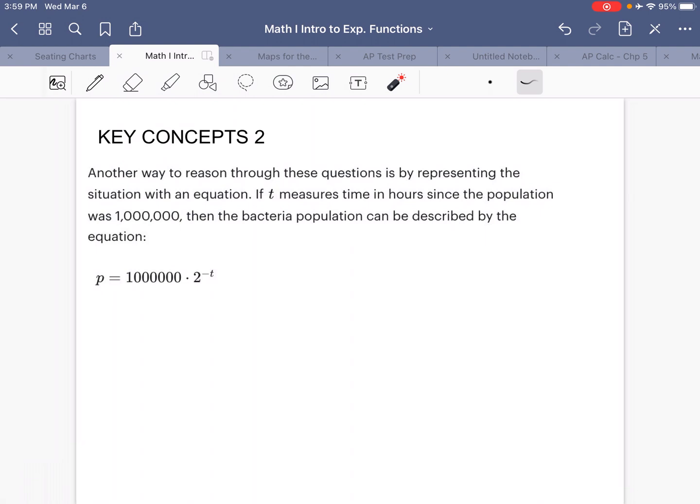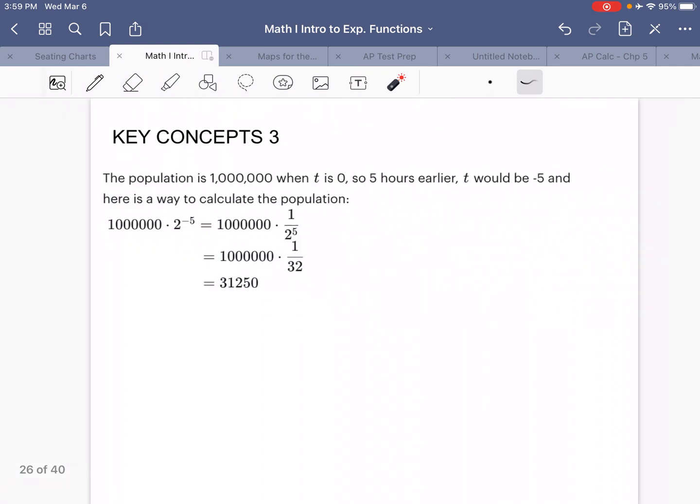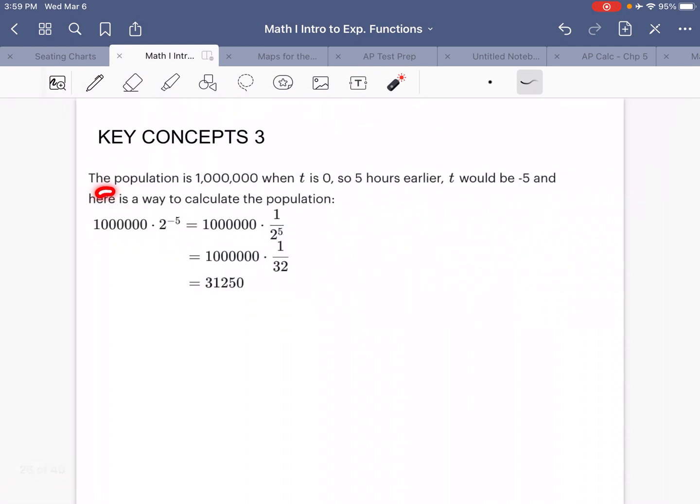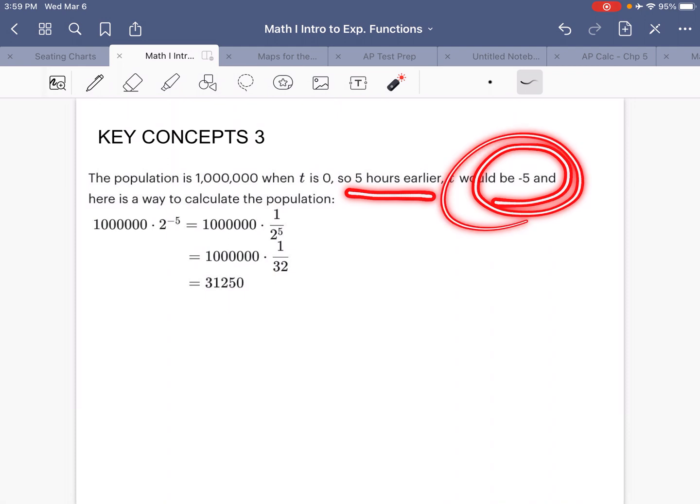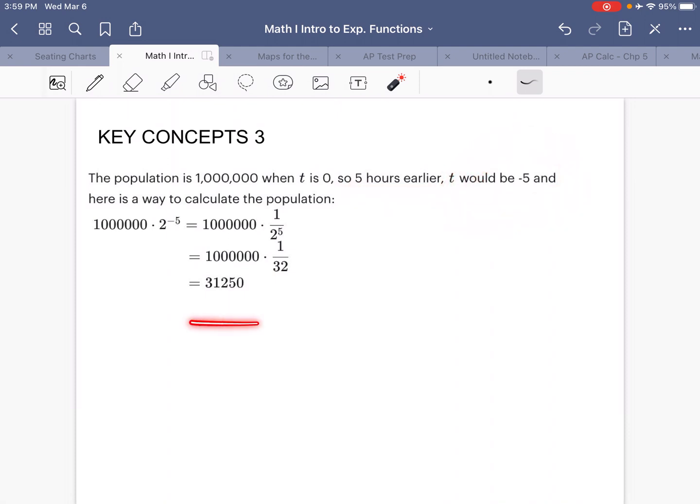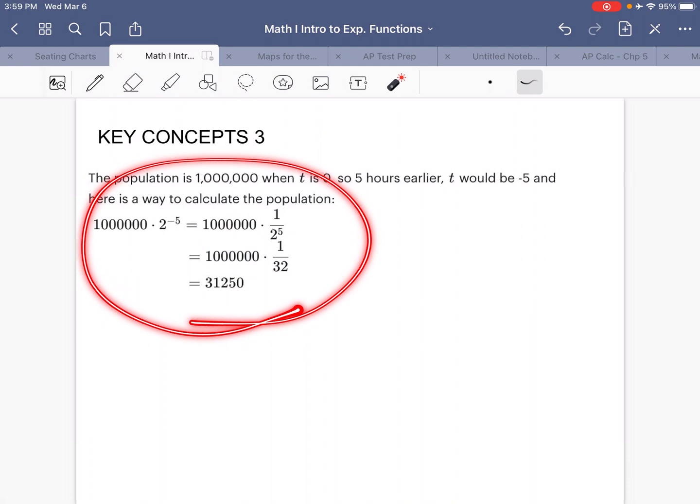When we're talking about t being time in hours since the population was 1 million, what we could do is say that t is 0 when we're starting our study. 5 hours earlier would be -5. Here's how you would calculate it, writing it out.